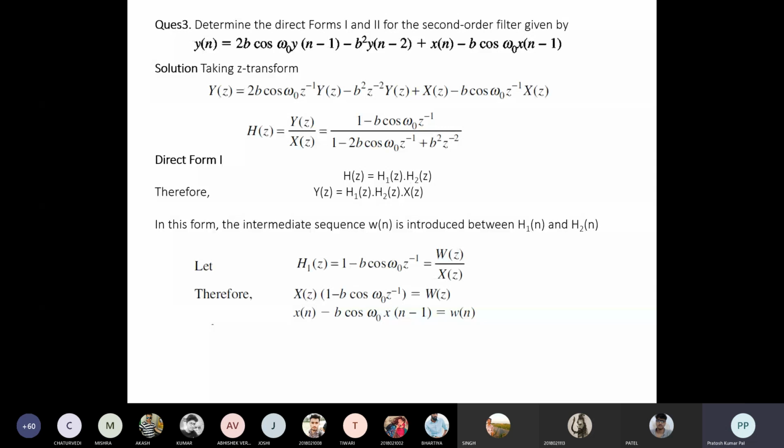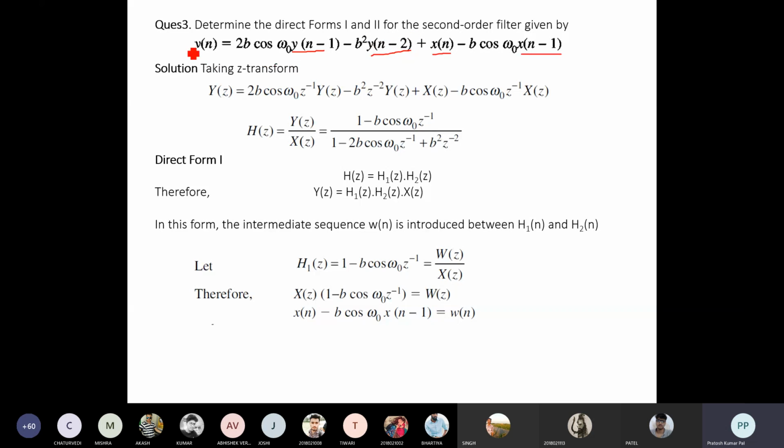It is of a second order filter. It is the transfer function of a second order filter, and that is given in terms of y of n. That is given by 2b cos omega 0 y of n minus 1, so a delayed version of y of n is there, and the present value of x of n and the past value of x of n. So this is a causal system, and we need to find the direct form 1 representation and direct form 2 representation.